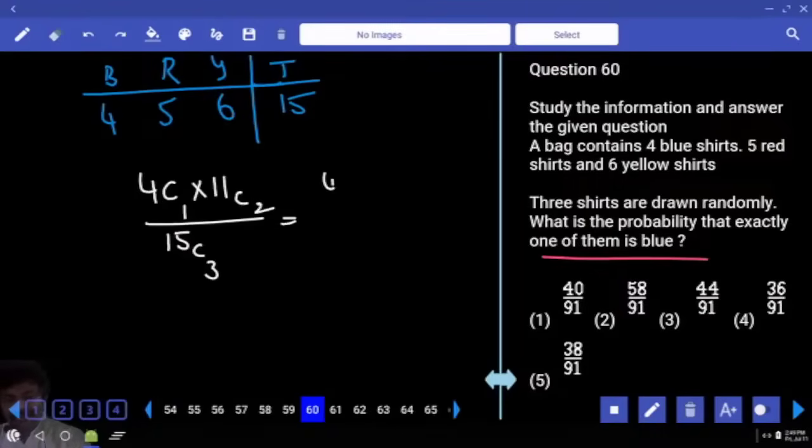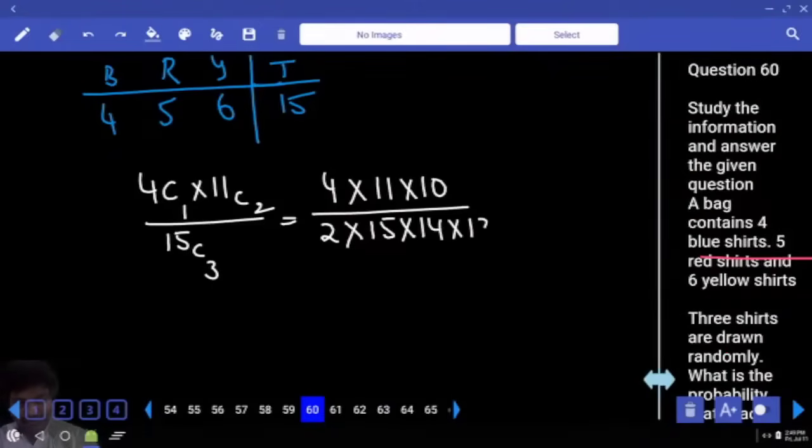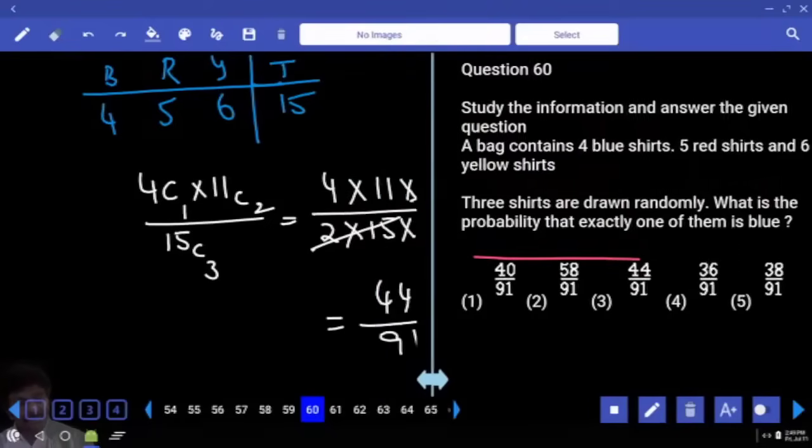That is 11C2. 4C1, 4 by 1. 11C2 is 11 into 10 by 2, and 15C3 is 15 into 14 into 13, with 3 factorial, 3 into 2 into 1, going to the numerator. 10 into 3, 2 into 15. Cancel. 2, 7 times. That's all. 44 by 91. Third option.